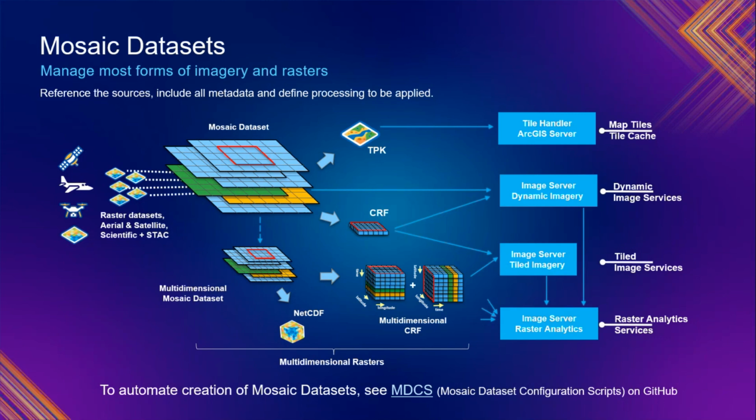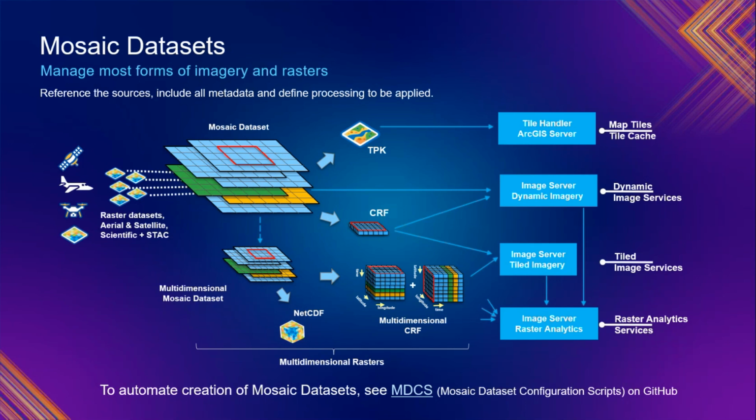Mosaic data sets can also be multidimensional. So if you think about scientific data, you have X, Y, you might have height, but you might have time and precipitation, or multiple dimensions to the data. So Mosaic data sets can be used to store that data. And that's what's really represented in the bottom part of this model, that these Mosaic data sets can be converted into CRFs, but also multidimensional CRFs.